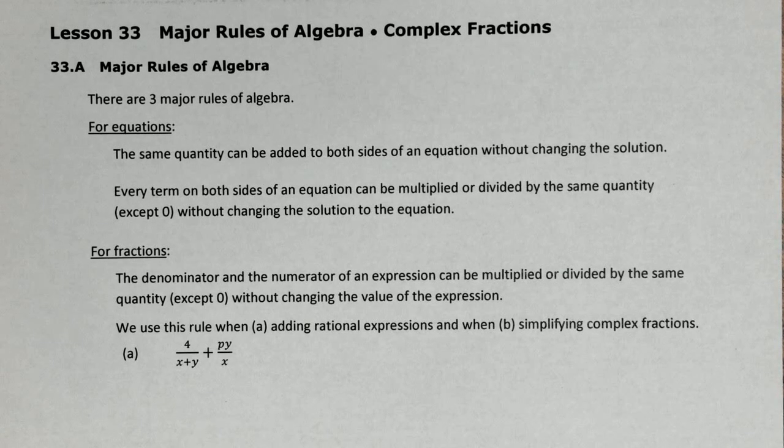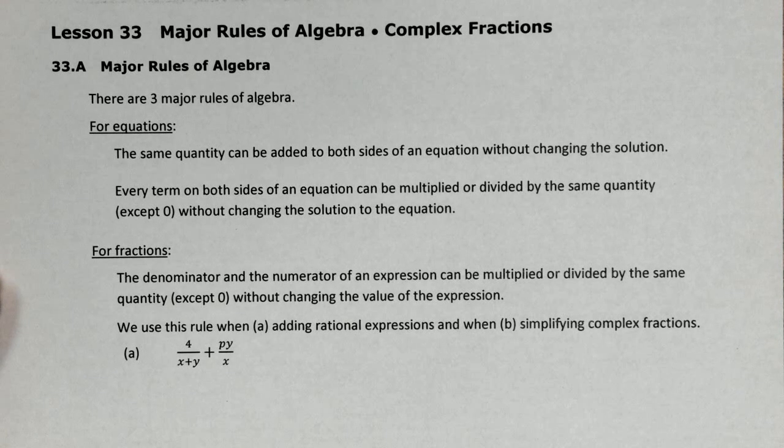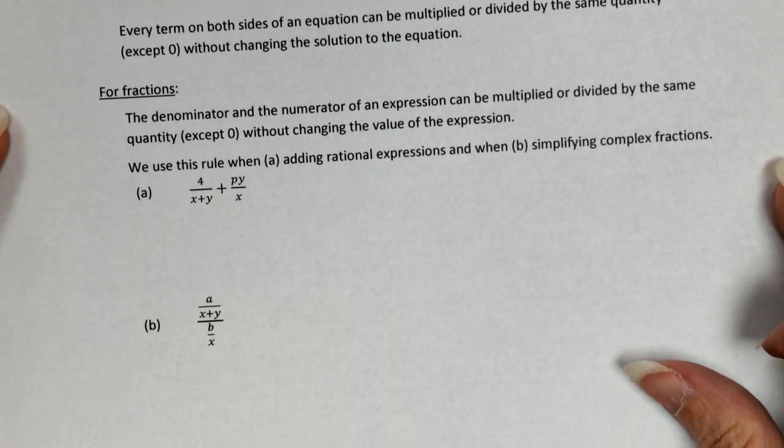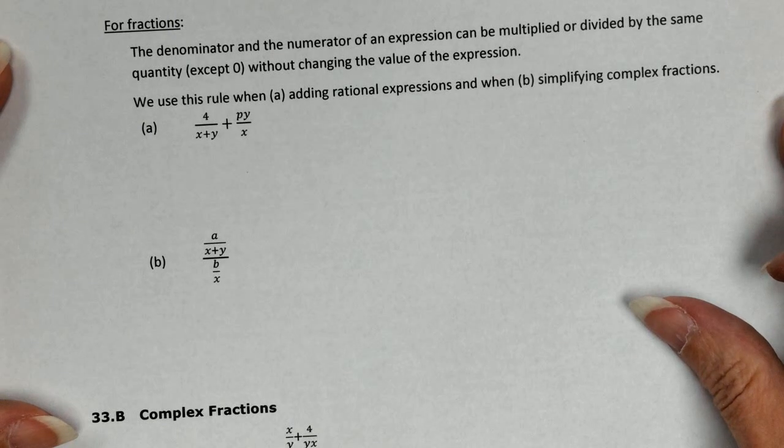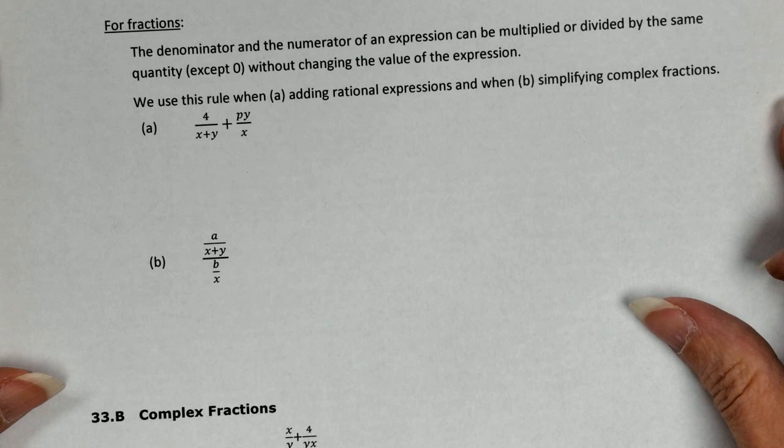But what we're going to focus on in this lesson is the third one, because we'll be dealing with fractions. That one basically says whatever you multiply the denominator by, you also must multiply the numerator by in order to keep the fraction equivalent. Not 0, but anything else. So here are some examples of when we use that denominator-numerator rule.